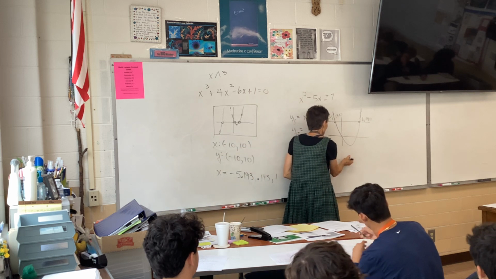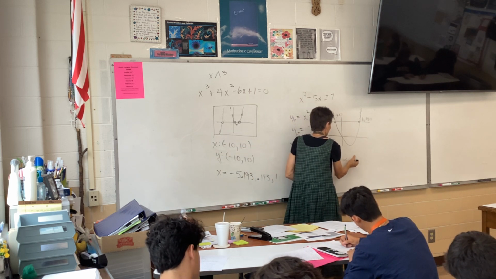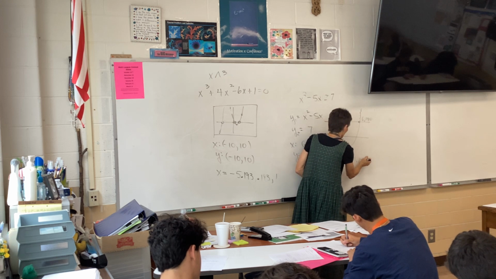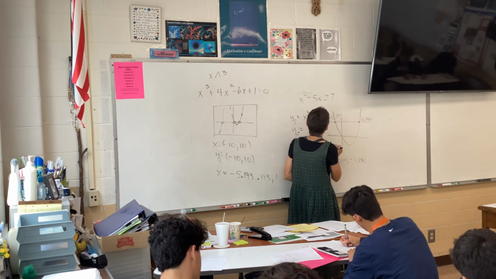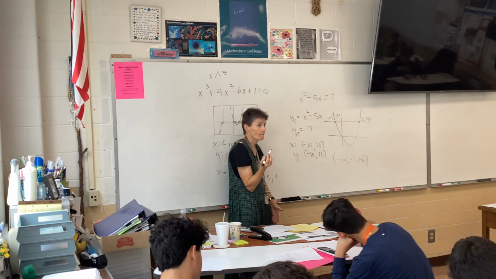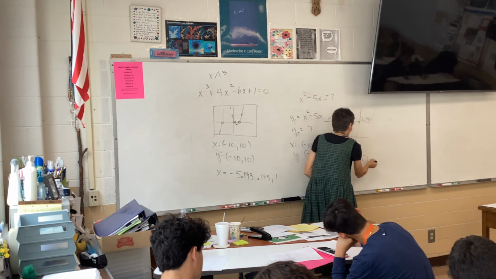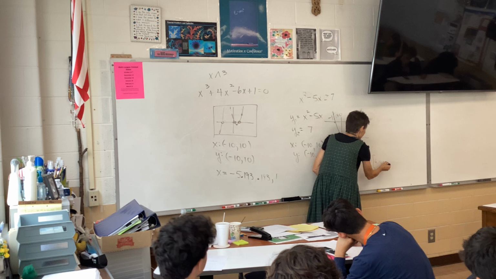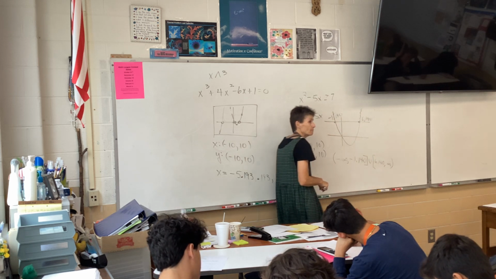So negative infinity to negative 1.140. And that one would be a bracket. Infinities are never. Or 6.140 to infinity.